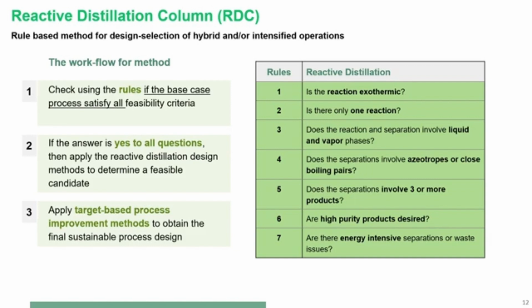The sixth rule: is a high purity product desired? Yes, that is an incentive to use the RDC. The seventh rule: are there energy-intensive separation or waste issues? Yes, that is also an incentive to use the RDC. If the process matches these 7 rules, then the RDC can replace the original process, and the use of RDC means the use of process intensification.